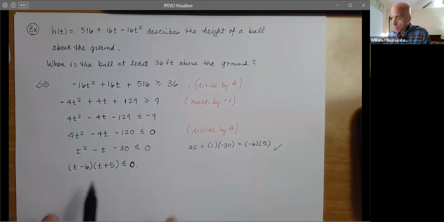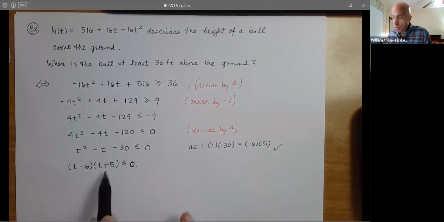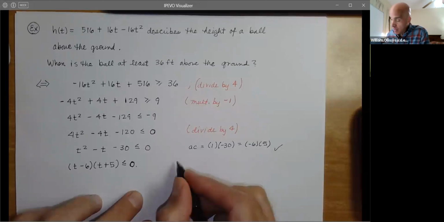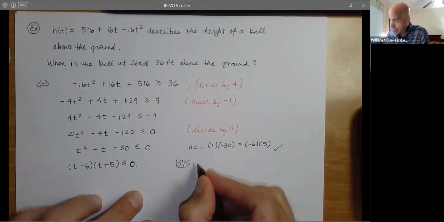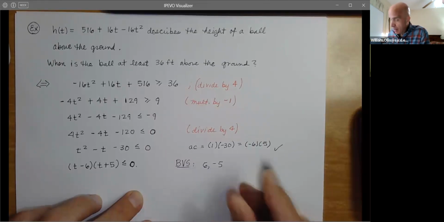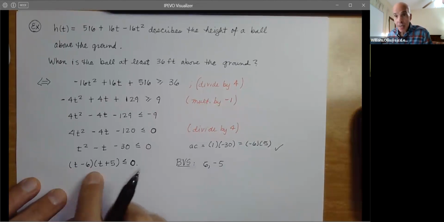Now, notice we're at the standard form. We just want to look for our boundary values. We see that we get a 6 and a negative 5. What makes this 0? Clearly 6. What makes this 0? Negative 5. So we say boundary values: 6, negative 5.